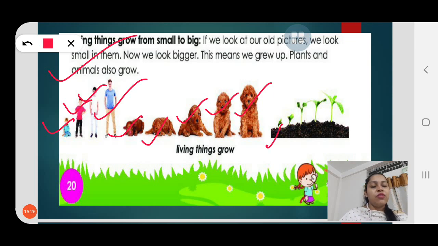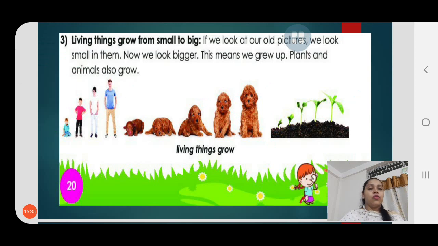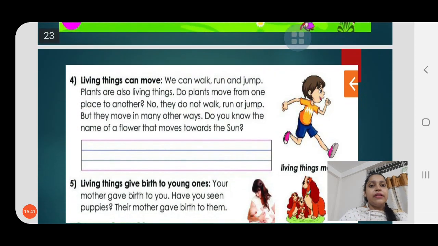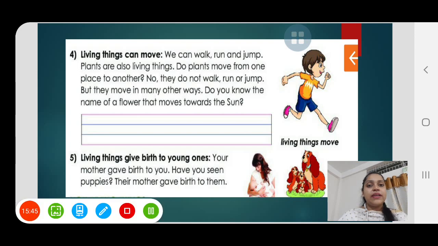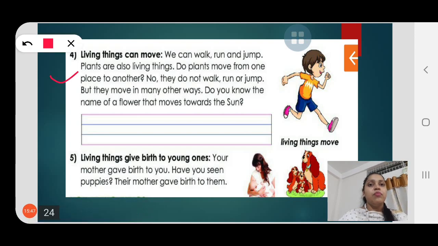Similarly, plants also, you can see from a tiny plant it has grown to a little big plant. So living things grow from small size to big size. Then children, the fourth important characteristic of living things is, what is it? Living things can move. Yes children, living things can move.